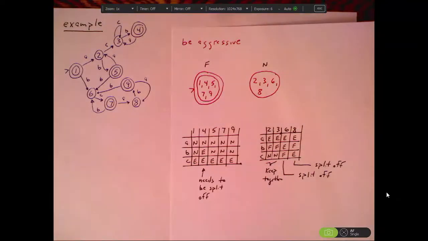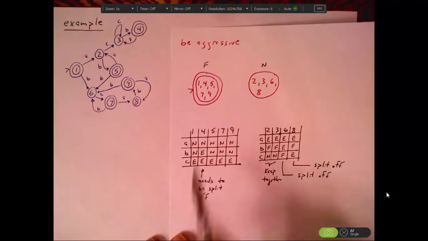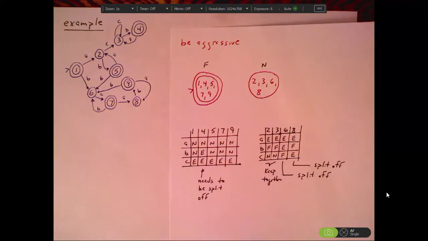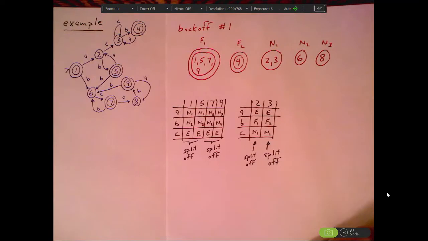Okay. So we need to back off of this super aggressive grouping and go to something like that. Right? We still got 1, 5, 7, 9 grouped together. We're hoping those will stick together. But 4 has been split off as a final state. 6 and 8 have been split off as individual final states. So now we have to redo the analysis and see if this will work.